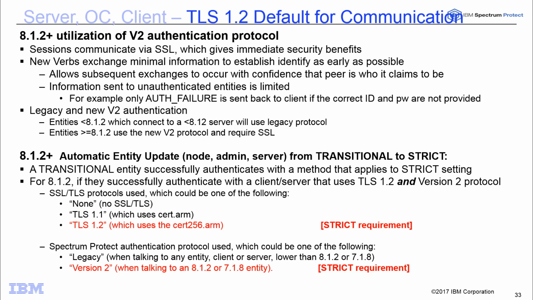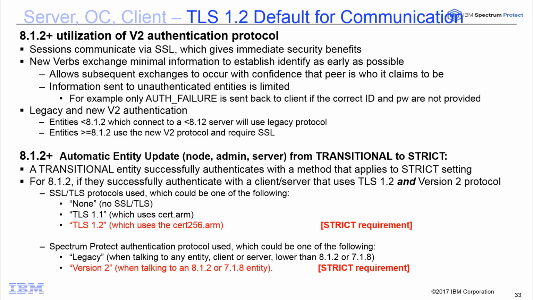And so this new protocol we call our V2 authentication protocol, versus our legacy protocol, which we would use in servers or clients prior to 8.1.2. So with 8.1.2, in order for us to utilize the new TLS 1.2 communication, we have to have two things occur. First of all, we have to make sure we're communicating with this new verb exchange, and that occurs if you're at 8.1.2 or above. And then the second piece is to make sure that we've actually exchanged certificates and that we've gone from a transitional state to a strict state.